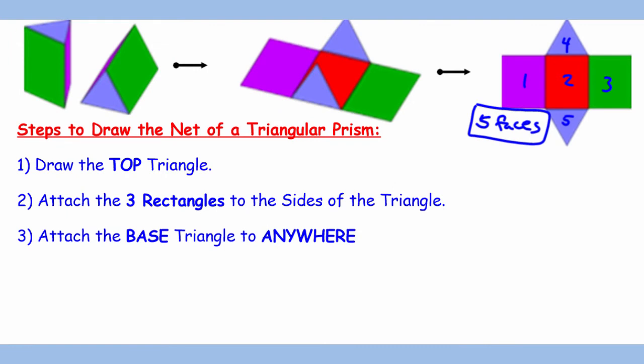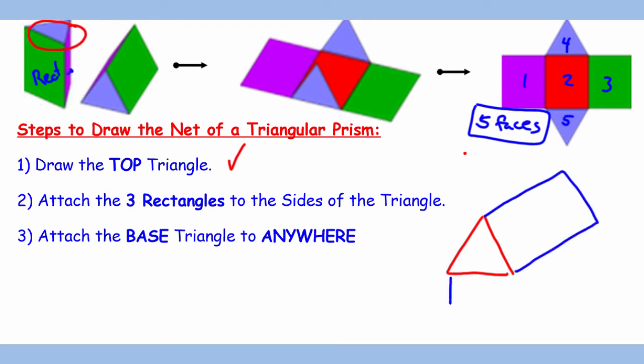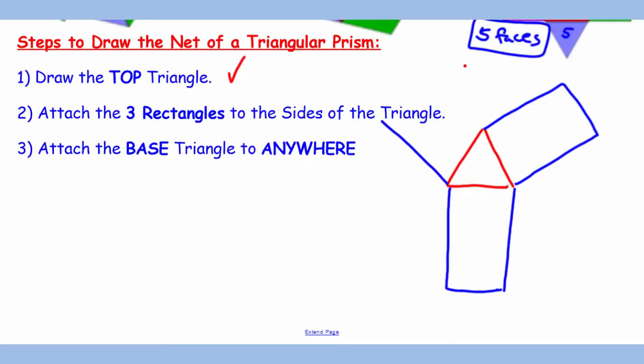The first thing we should do is to draw the top triangle, which is this part right here. And then we will attach 3 rectangles to the sides of it. The rectangles are these parts right here. This is a rectangle. So it's this one and the one in the back. So now let's attach 3 rectangles here to each side of the triangle. And then we will attach the base to anywhere.